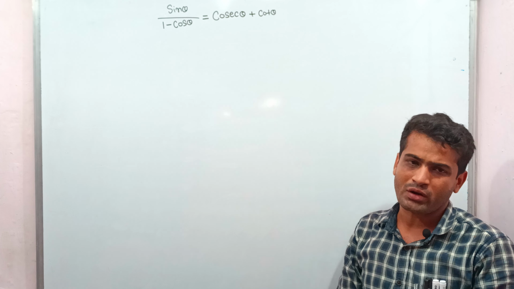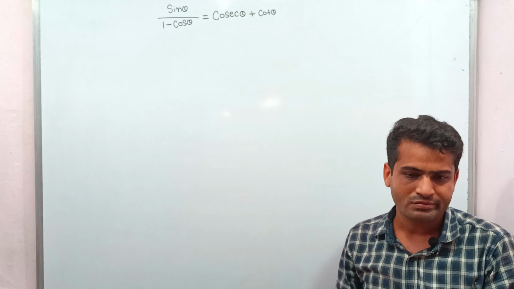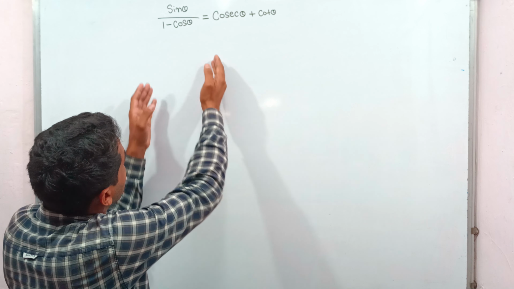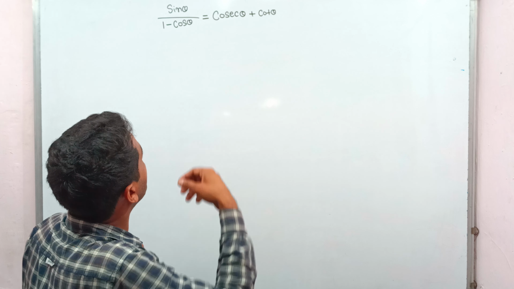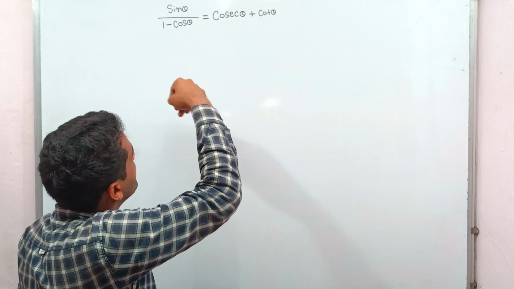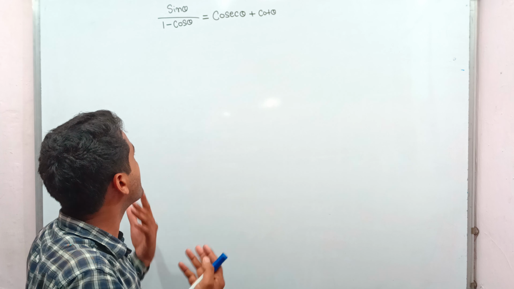According to me, this is more important for the board exam. So I want to explain this in a better way. Here it is given that left hand side is equal to right hand side. I have to take the left hand side and prove the right hand side, or otherwise take the right hand side and prove the left hand side.